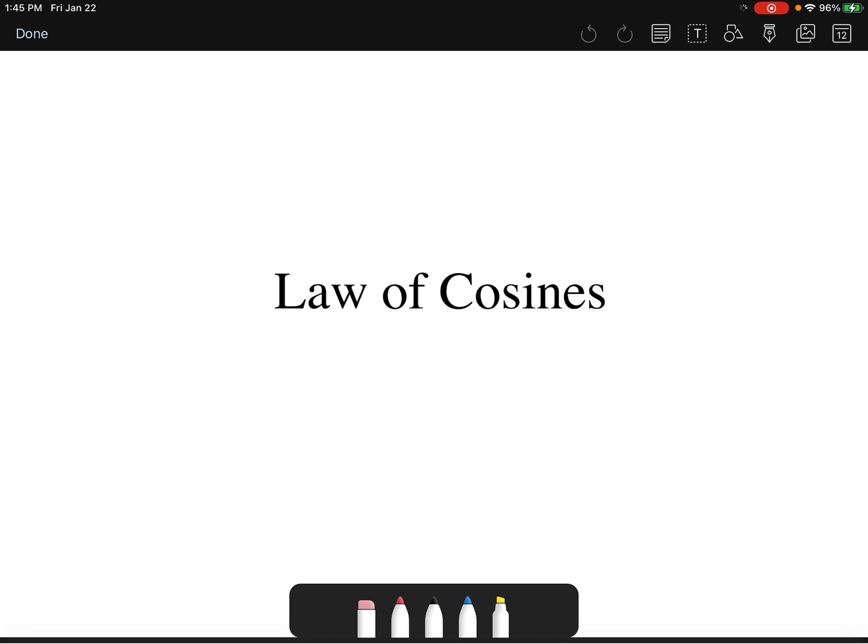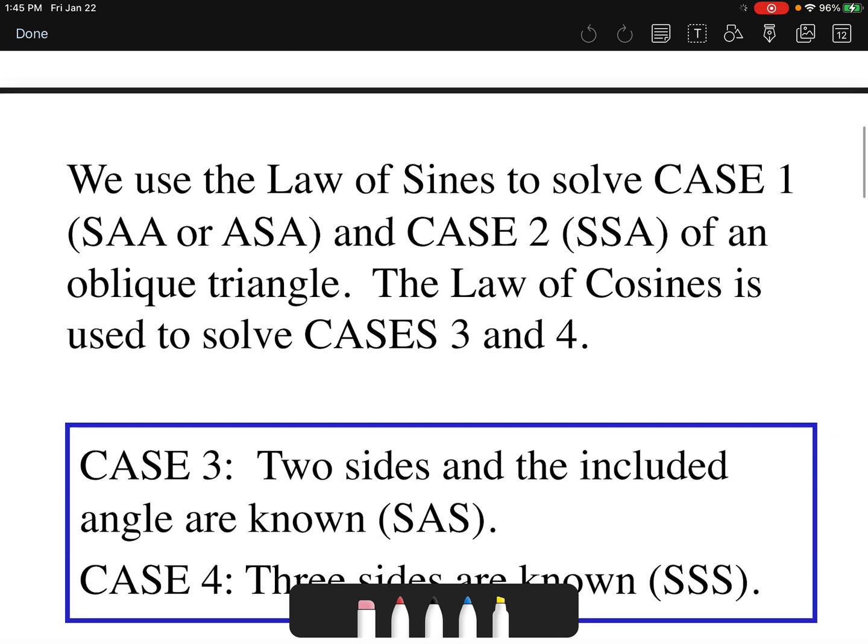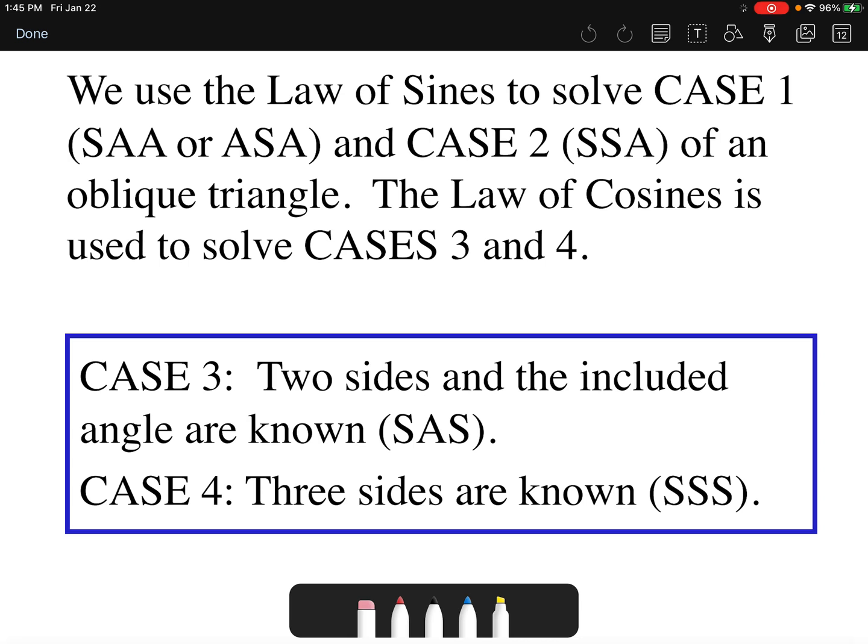Well, case 3 and 4 are what we're going to look at today, and they are solved by using the law of cosines. So case 3 and 4, we're going to look at side angle side and side side side problems.